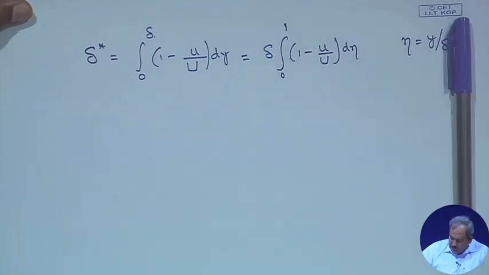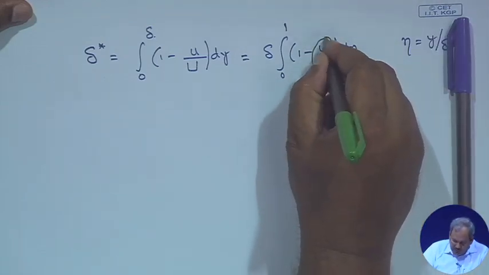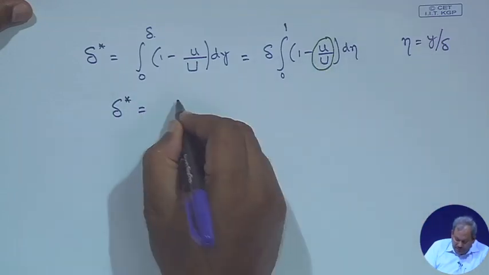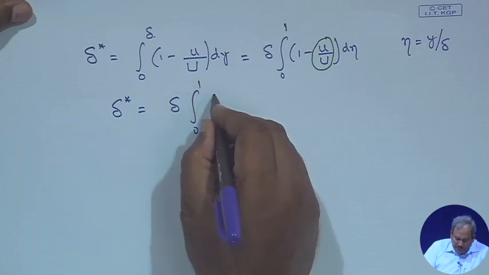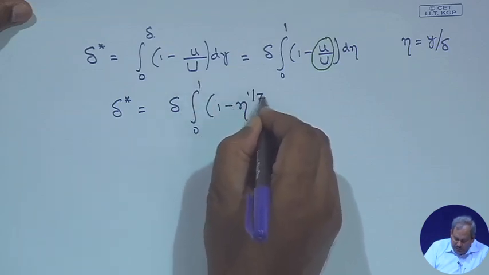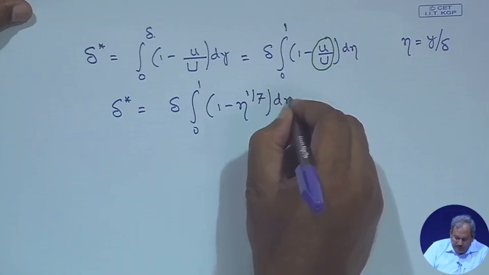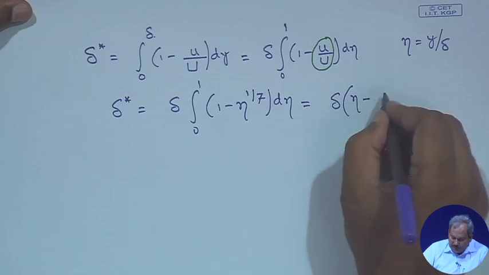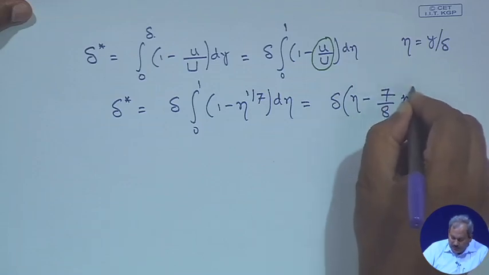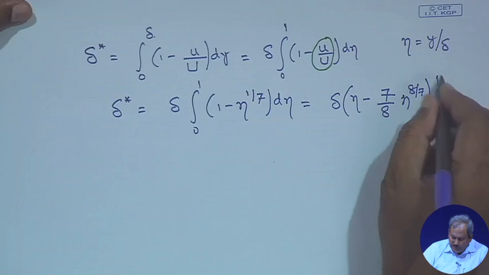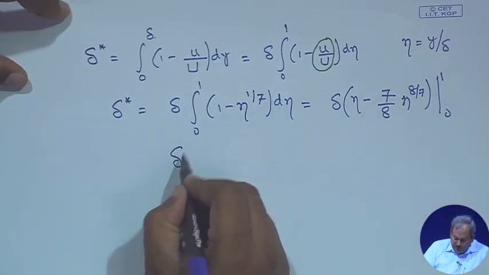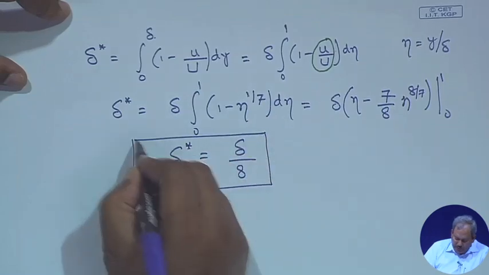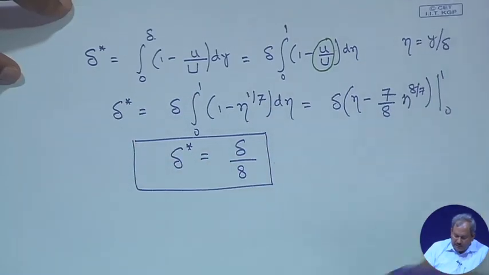This u by U follows the 1/7 power law. If it follows the 1/7 power law, then delta star can be written as delta times the integral from 0 to 1 of 1 minus eta to the power 1 by 7, that is the 1/7 power law, times d eta. When you perform this integration, it would simply be eta minus 7/8 eta to the power 8 by 7, evaluated between 0 and 1. When you perform this, you are going to see that delta star is equal to delta by 8. So, this part is straightforward, which we have done in the last class as well.